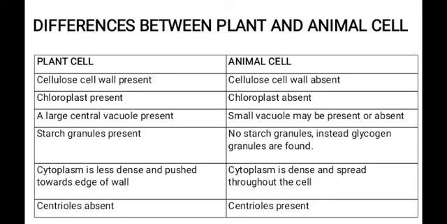Next one is cytoplasm is less dense and pushed towards the edge of the wall because of the vacuole in plant cell. While animal cell, the cytoplasm is dense and spread throughout the cell. In plant cell, centrioles are absent, while in animal cell, centrioles are present.